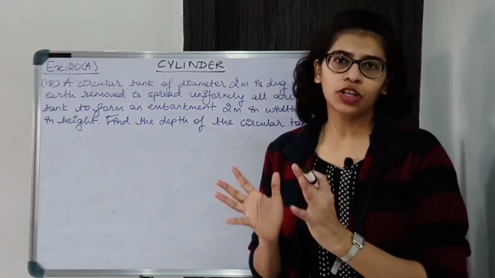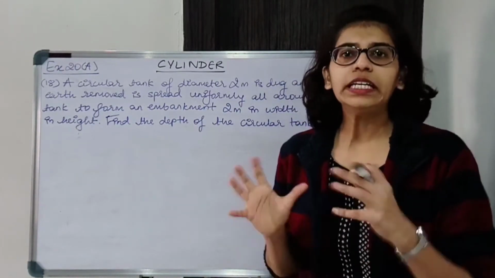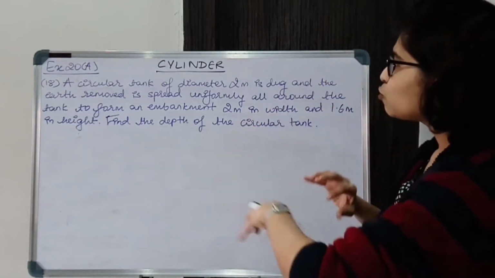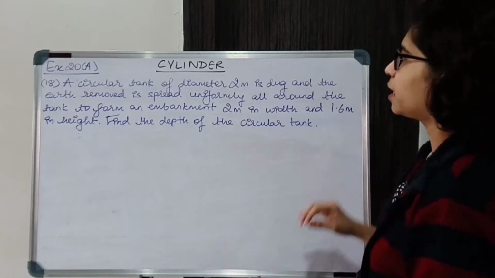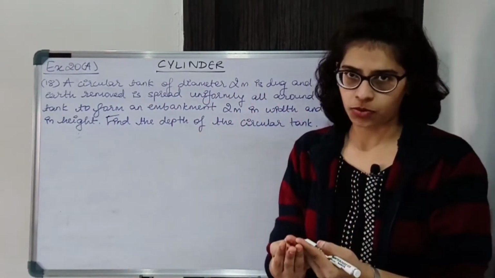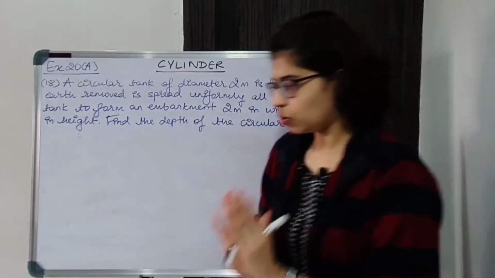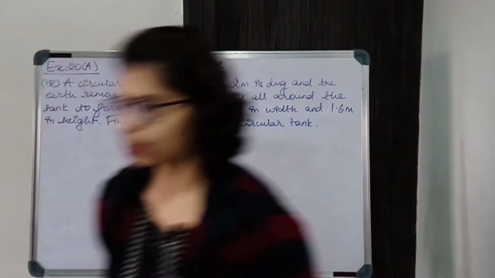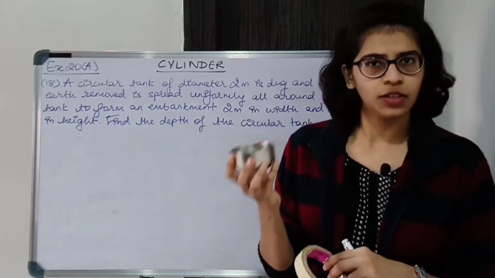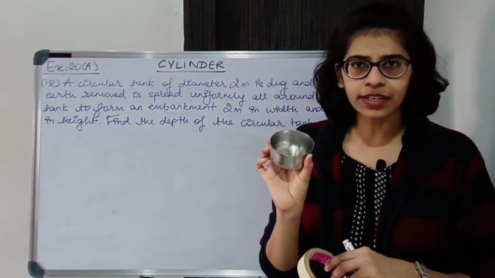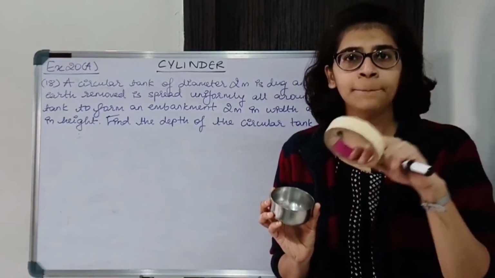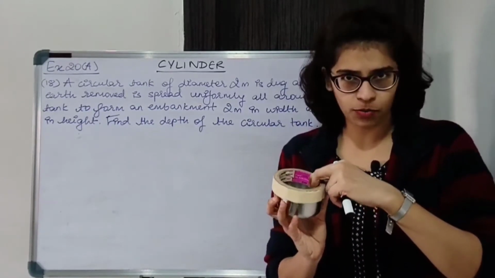You are given a circular tank over here, okay? You're digging the circular tank, and the mud, the earth that comes out of it, is being used to form an embankment around it. Okay? So now let's say this is the circular tank that has been dug. The earth obtained from this tank is being used to form this embankment, this wall around it.